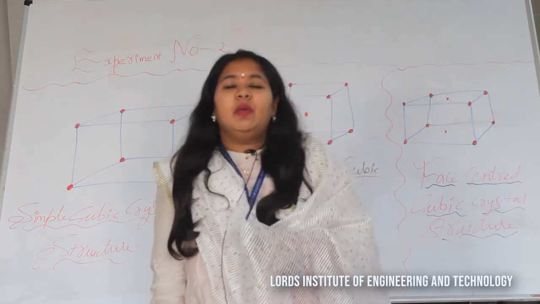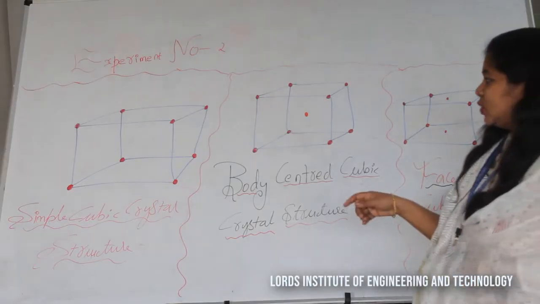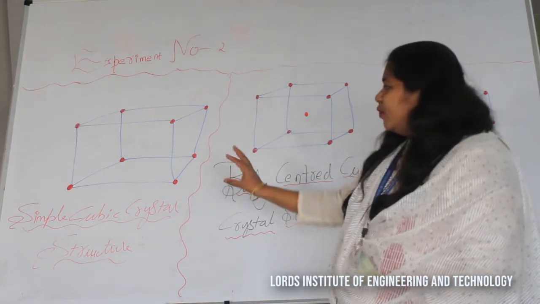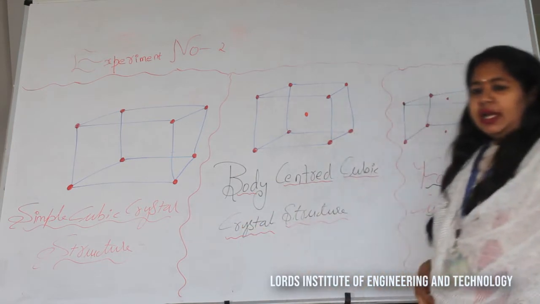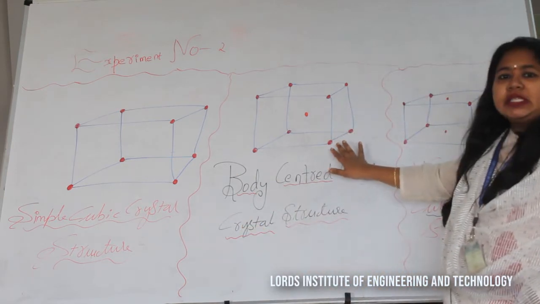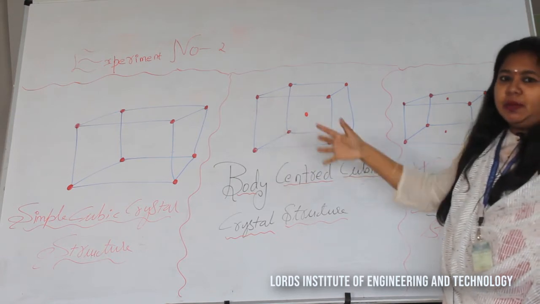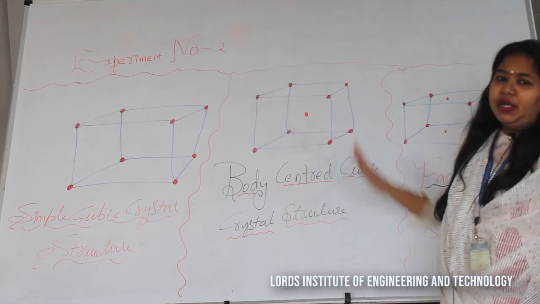Now let us see what are the different types of crystal structures we have so far. If you look at the first one, dear students, you will find a simple cubic crystal structure, where just 8 atoms are occupied at the 8 corners of the unit cell. Next one, the body centered cubic crystal structure. What is the main difference between simple cubic and body centered? It's a simple thing, there is one more atom at the center of the body, okay?